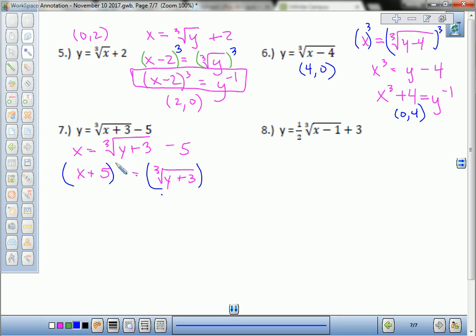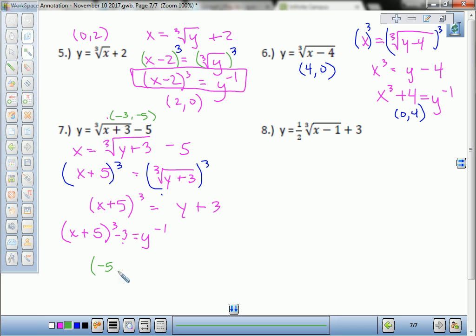All right. So now we're going to cube both sides. And so here we get x plus 5 cubed. And here we have y plus 3. And then we move the 3 over. And we are done. Oh, I'm just taking shortcuts everywhere. So, do we notice this starting point of the original equation is -3, -5. This starting point of the inverse is -5, -3. Beautiful.